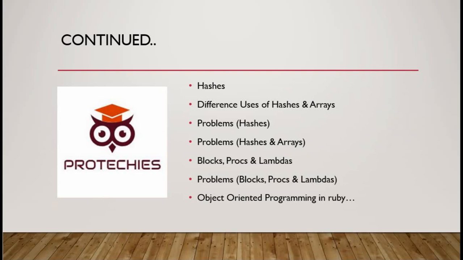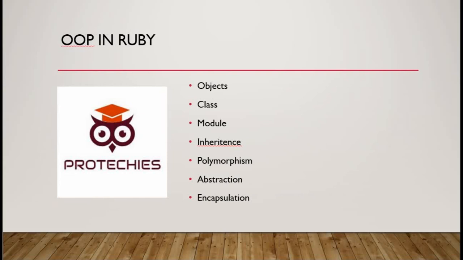So we'll start the object-oriented programming concepts in Ruby. Object-oriented programming is not unique to Ruby, but Ruby on Rails uses object-oriented programming to simplify the development of the application. So we'll first understand objects, and then we'll come to classes, and then we'll come to modules.